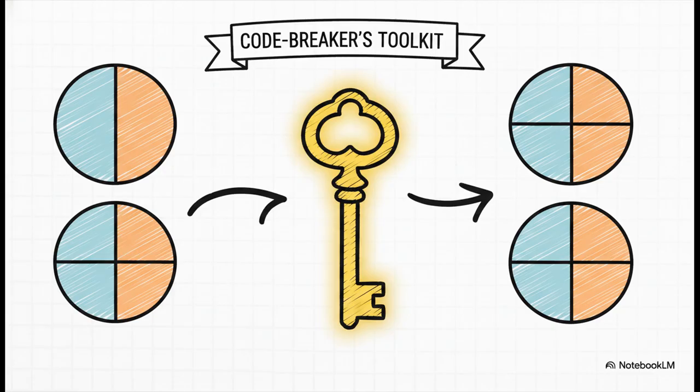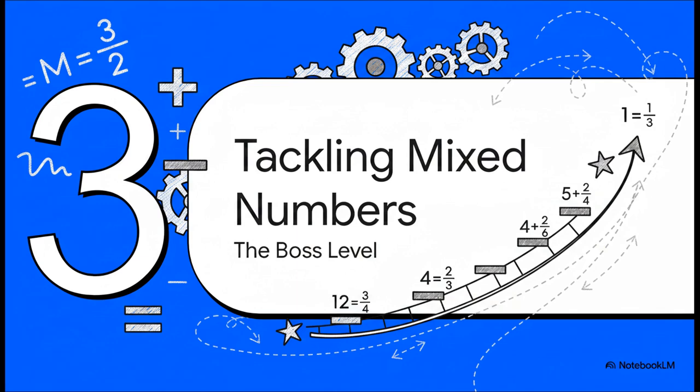And this brings us to the first official rule in our Codebreakers toolkit. Write this down. When you're working with fractions, you have to always find a common denominator. It's the key that makes the calculation simple and reveals the hidden pattern. You're doing great. You can handle adding and subtracting fractions.